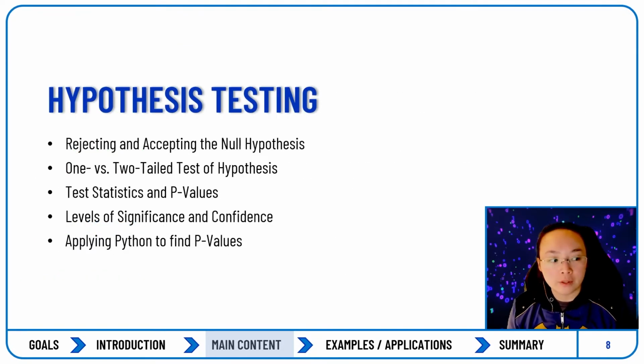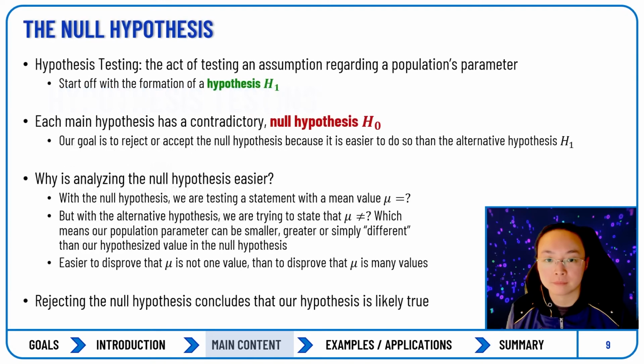Okay, so let's start with hypothesis testing. We first want to introduce what the null hypothesis is. When we're talking about a hypothesis and hypothesis testing, it's about us trying to test an assumption regarding a population's parameter. So we're going to start off by formulating a hypothesis called H1. That's like our original hypothesis.